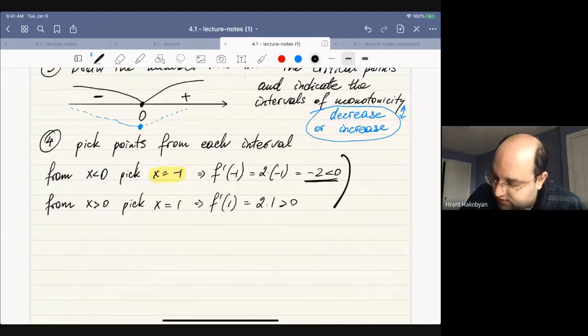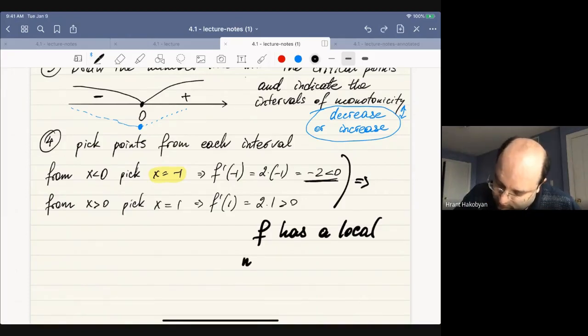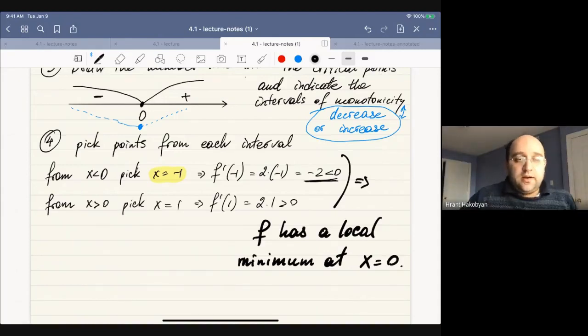So these things together imply that f has a local minimum at x equals 0. Okay? Any questions?